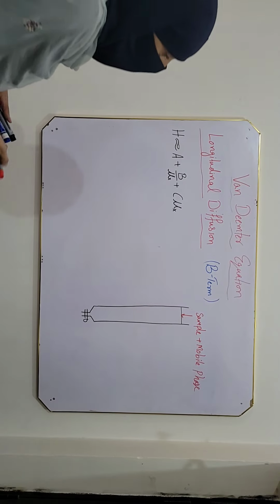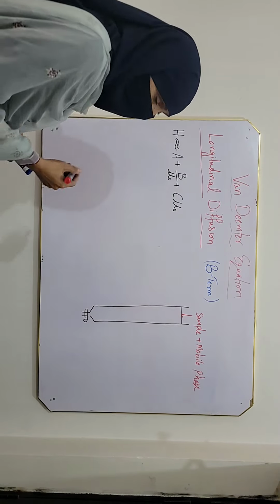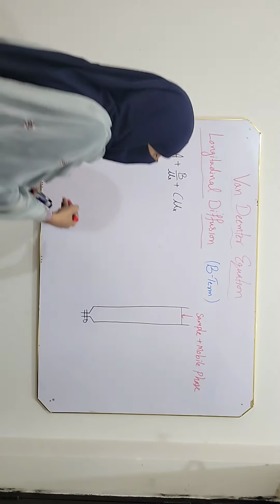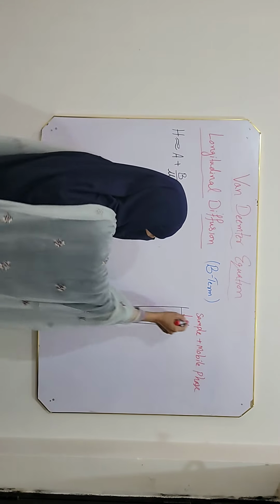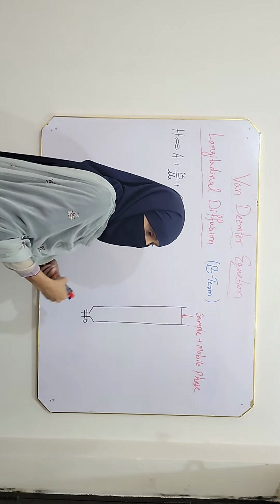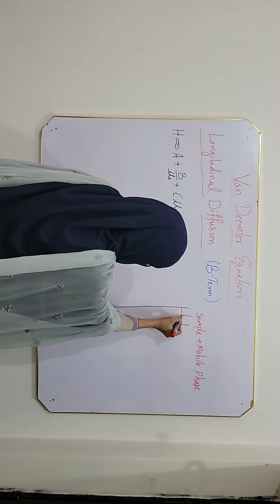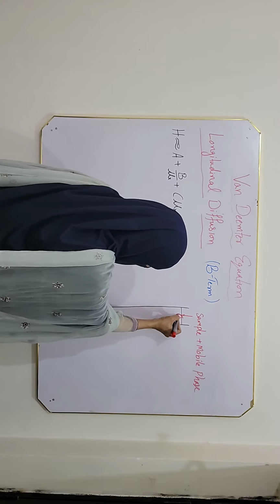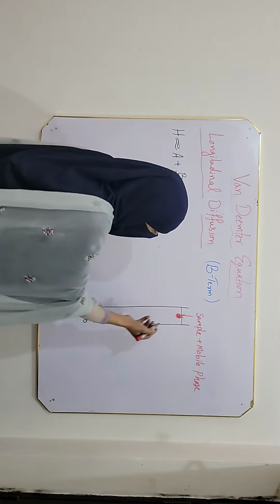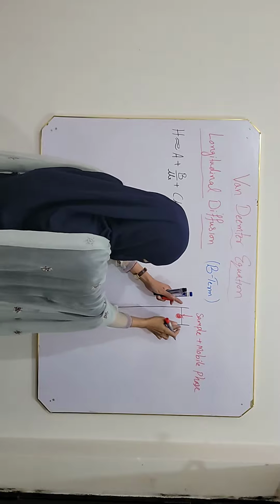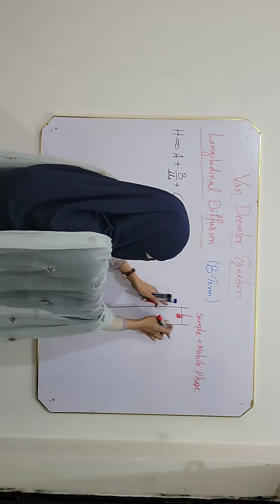B term of Van Deemter equation, it is longitudinal diffusion term. According to this term, when the column is packed with stationary phase and sample is introduced in the center of the column, in the center the sample concentration is high, and the concentration of sample towards the walls of the column is low.